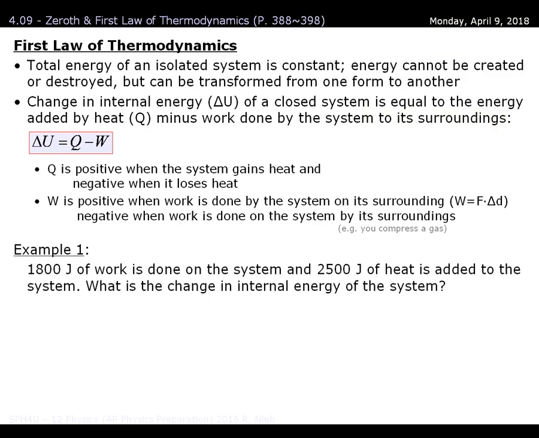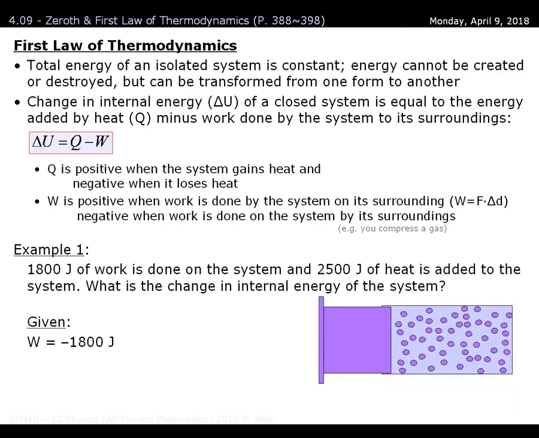Let's say that we have 1800 joules of work done onto the system by its surroundings, and an additional 2500 joules of heat is also added to the system. What is the change in internal energy of this system? First, the work that we have here is negative work, and it's because it's work done onto the system by its surroundings. If this sounds confusing, here's an example.